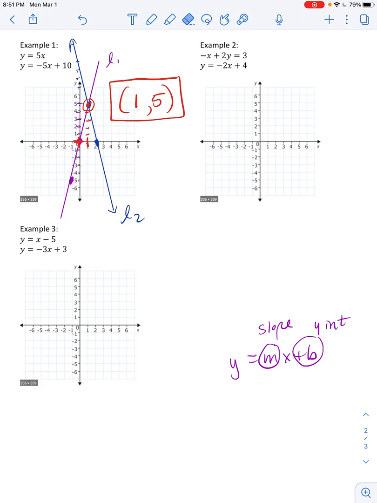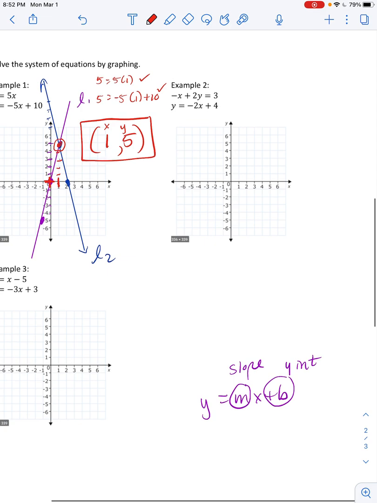And like I've been saying all along, I can go in here and say, okay, if I put this in for x and this in for y in my top equation, y equals 5 times x. Yep, that works. How about the second? Does 5 equal negative 5 times 1 plus 10? If you do that on your calculator or think through it in your brain, yes, that works as well.